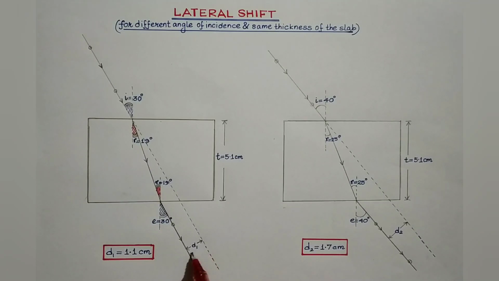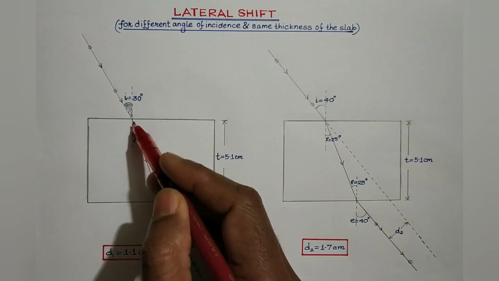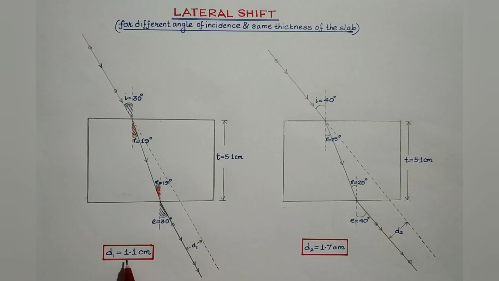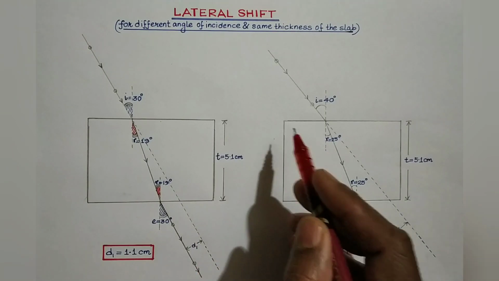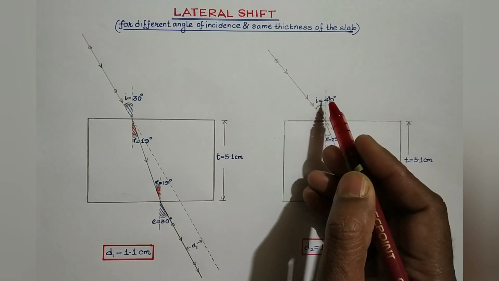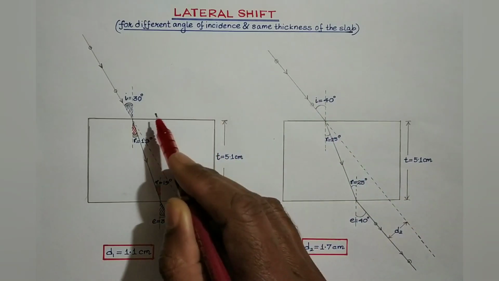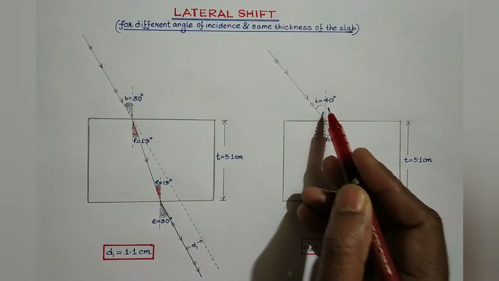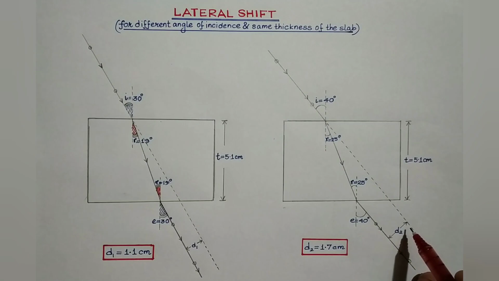And the lateral shift, which is the perpendicular distance between the emergent ray and the incident ray when produced, comes out to be 1.1 centimeter, right? Now for the same thickness, if the angle of incidence is increased, say from 30 degree to 40 degree, then the lateral shift is found to be 1.7 centimeter.